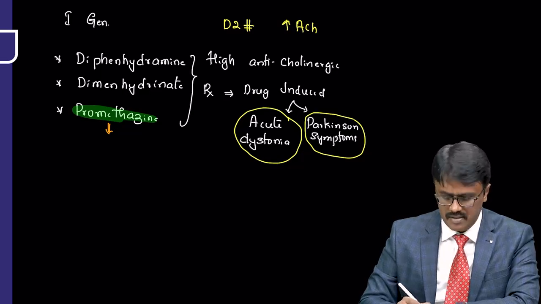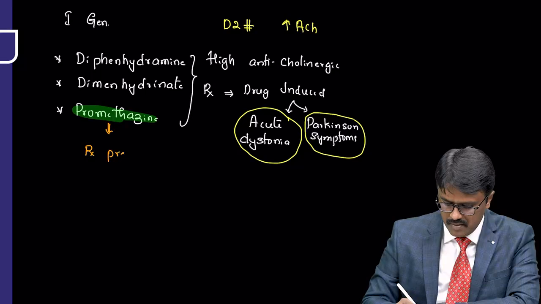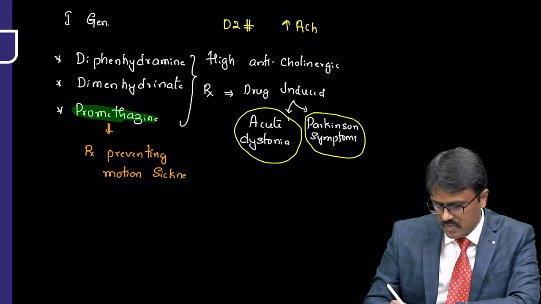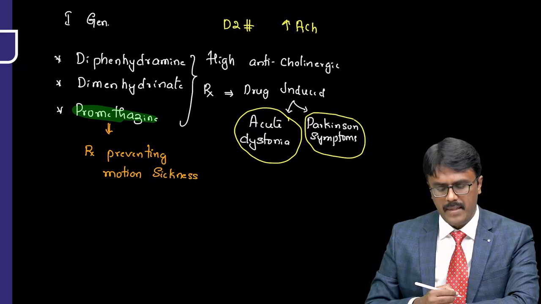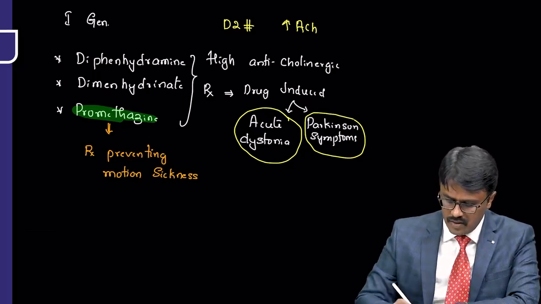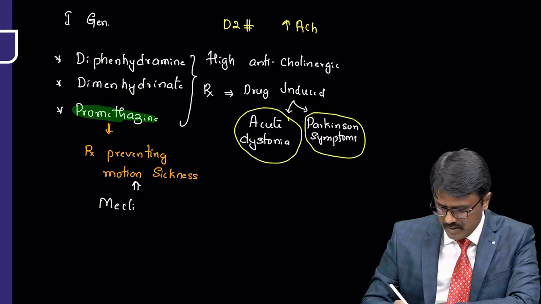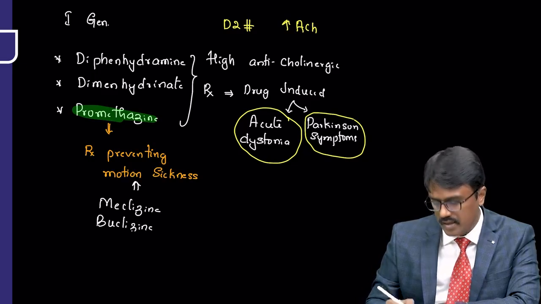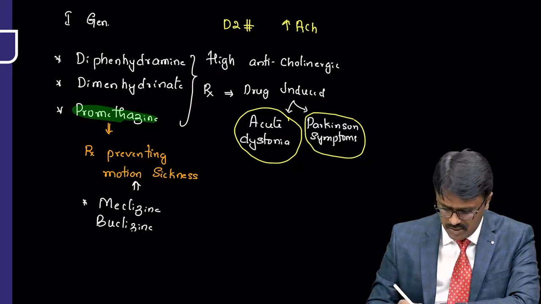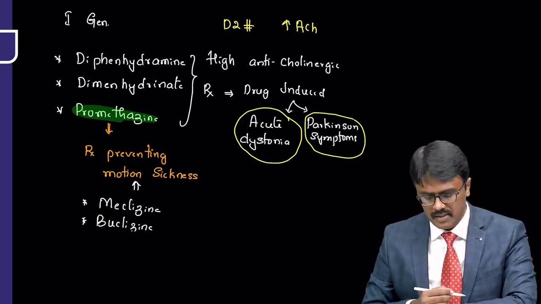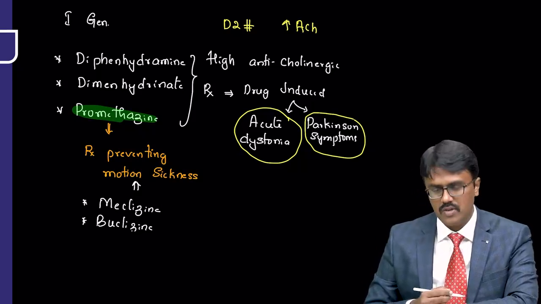Not only that, promethazine is also used for one more condition. It is used for preventing motion sickness. That means the drug has to be taken before the travel. Other antihistamines which are also used to prevent motion sickness, let me write them. They are called meclizine, and one more drug is called buclizine. Their major usage is to prevent motion sickness. So basically now we have 5 drugs: diphenhydramine, dimenhydrinate, promethazine, meclizine, and buclizine.